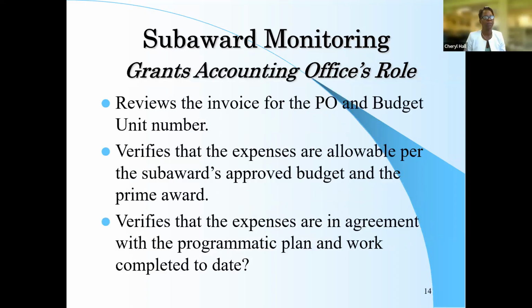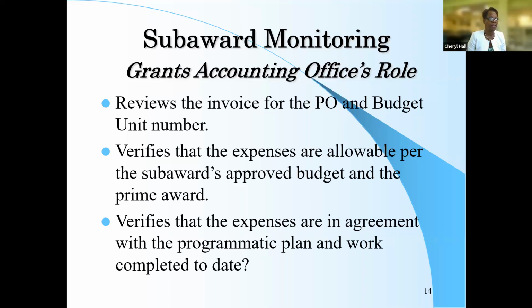Now, our Grants Accounting Office, they work hand in hand with our Sponsored Programs Office and play a huge role in ensuring that the financial welfare of the project is intact. First and foremost, if an invoice is submitted for payment, the Grants Accounting Office does its due diligence in making sure that invoice is tagged to the proper project. So one of the first things they'll do, they'll check for the PO and the budget unit number. The budget unit number is the number assigned to that primary award in which that subaward is issued under.